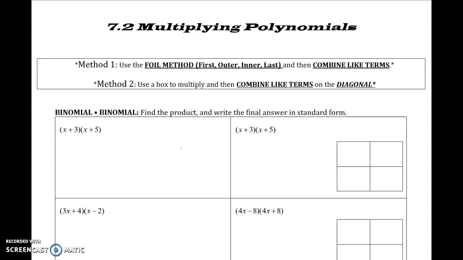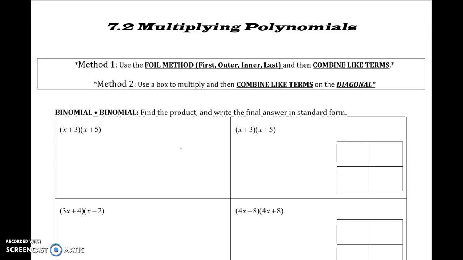Hi, algebra students. We're going to take a look at our notes for section 7.2 on multiplying polynomials. If you notice, we're going to look at two methods. The first method we're going to focus on is called the FOIL method. That is an acronym that stands for first, outer, inner, last. And I'll explain that as we go along.